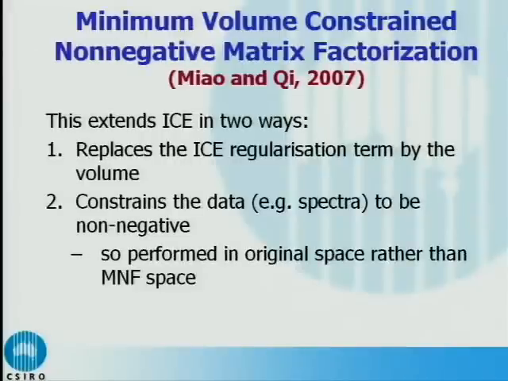And another thing, which is very impressive, is called minimum volume constrained non-negative matrix factorization by Miao and Qi. It extends ICE in two ways. It replaces the regularization term, which is the sum of squares of distances between vertices, by the volume, which is very impressive, but I don't really think it's necessary. And as well as constraining the weights to be non-negative, they constrain the spectra to be non-negative, but they perform it in the original space rather than MNF space, so they lose out by doing that.